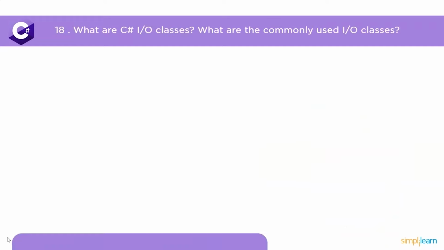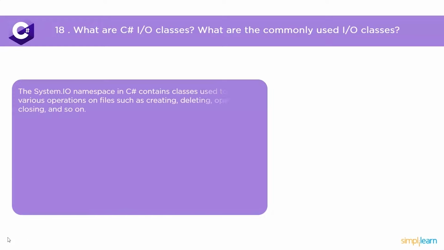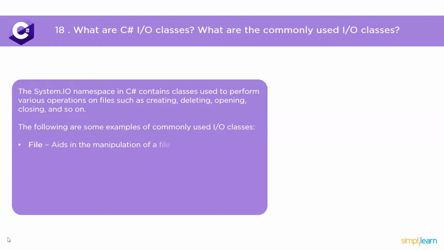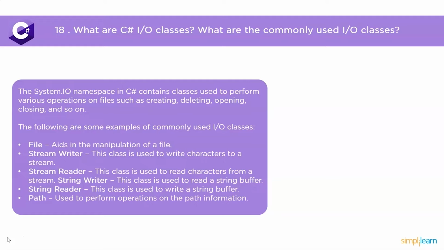Followed by exception handling, we have another question. That is, what are the C# input and output classes? What are commonly used input and output classes? The System.IO namespace in C# contains classes used to perform various operations on files such as creating, deleting, opening, closing, etc. The following are some examples of commonly used input-output classes, which are File, StreamWriter, StreamReader, StringWriter, StringReader, Path, etc. File aids in the manipulation of a file.